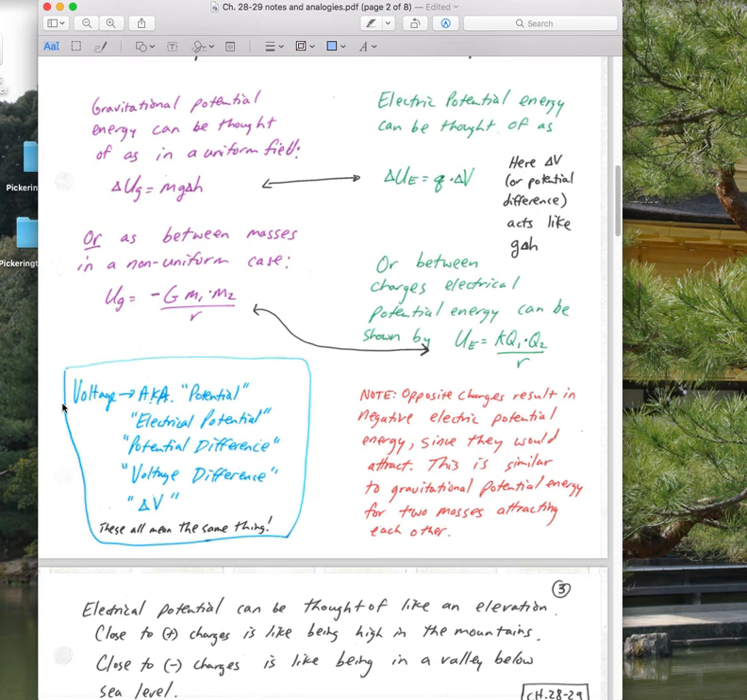This term voltage or potential, electric potential, is a pain in the butt because there are so many things which sound like it: potential, electric potential difference, voltage difference, delta V.